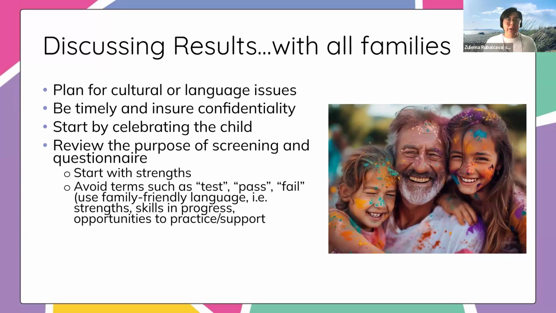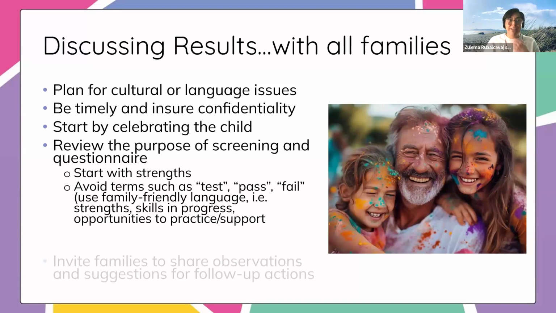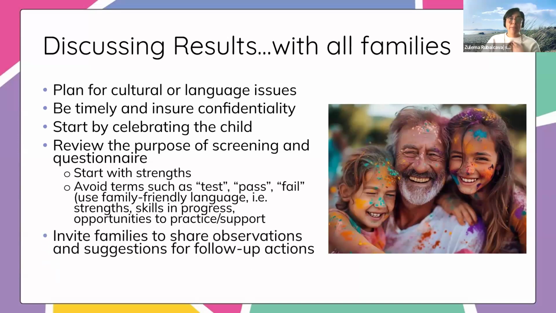I don't even use cutoffs, right? I don't say above the cutoff, monitoring zone, below the cutoff. What does that mean to families? Nothing. So I say, these are the child's strengths. Here are the skills that are in progress, things that they're learning that we can support. We can give more opportunities to practice. Or here are areas that might need some additional support, might need some additional information. We want to make sure that we're letting families know and that we're giving them an opportunity to share their observations. They might already have strategies that they're using that will help.